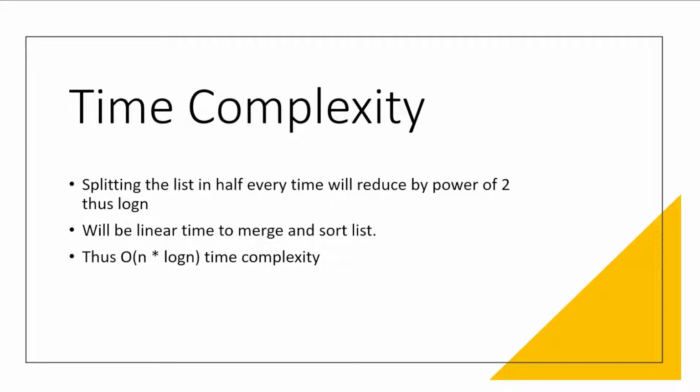Looking at the time complexity, since we are splitting the list in half every time, this is thinking about reducing the time by a power of 2. So it's not dividing by 2 every time, but the first time we're splitting it by 1/2, then the second time the list is split into 1/4, and then 1/8. So it goes through that pattern, and thus it would be considered a log n time. And since it takes linear time to merge and sort those lists together, it would be n log n time complexity.